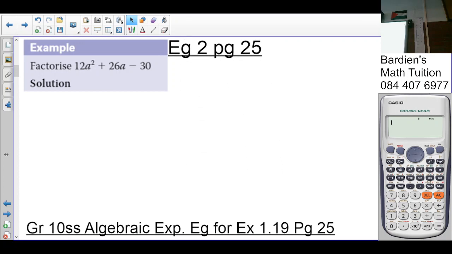People, the question says factorize 12a squared plus 26a minus 30.